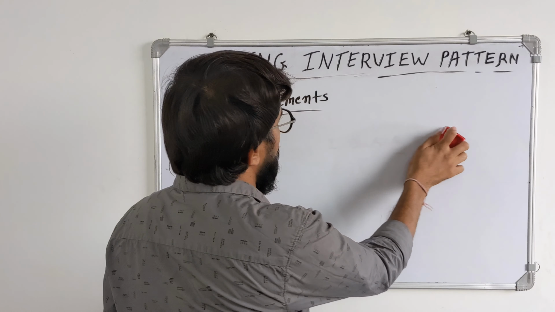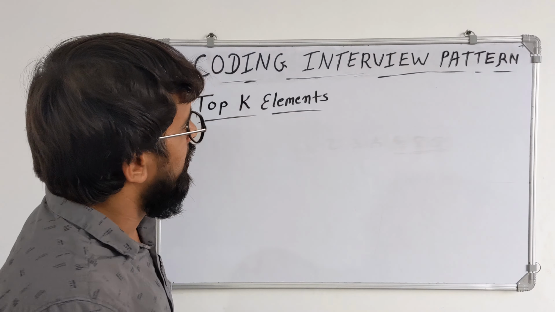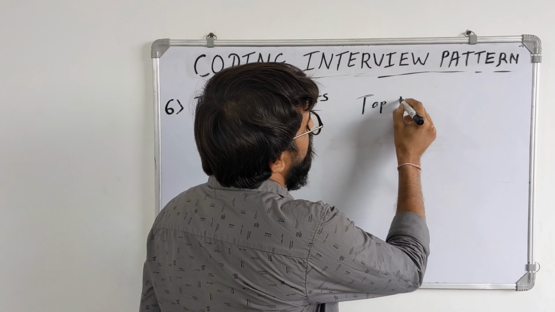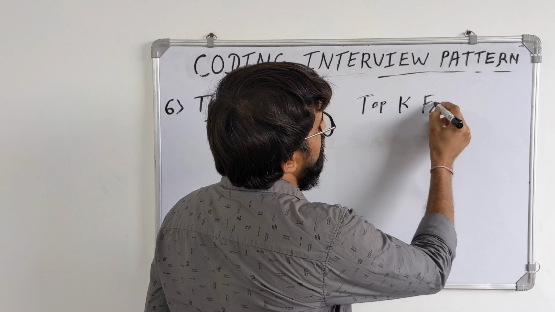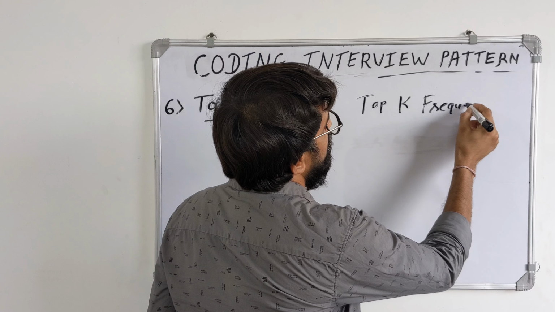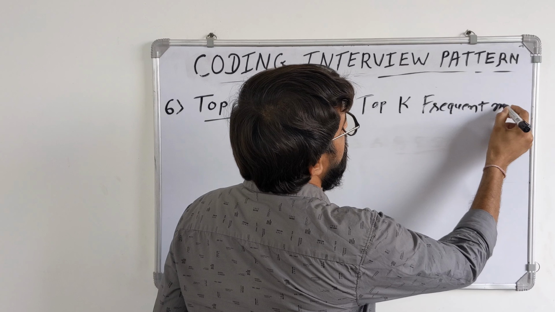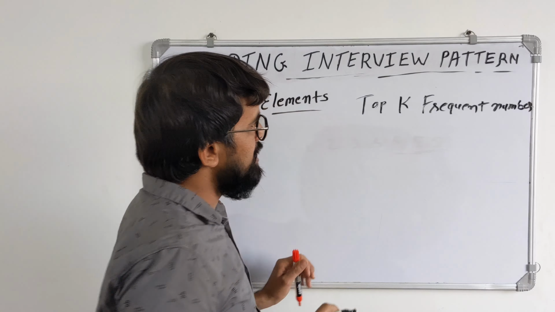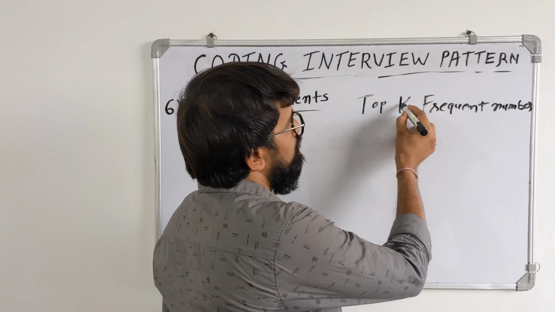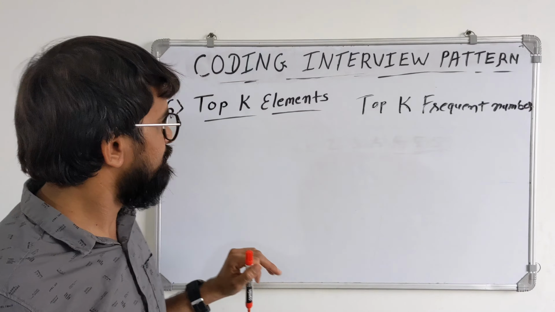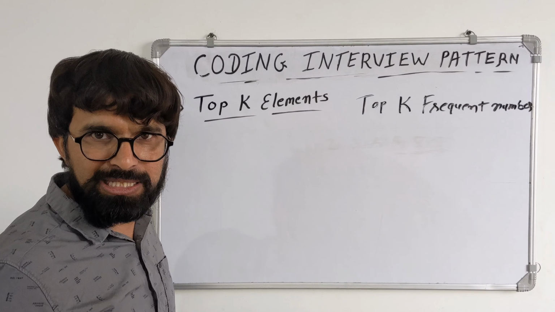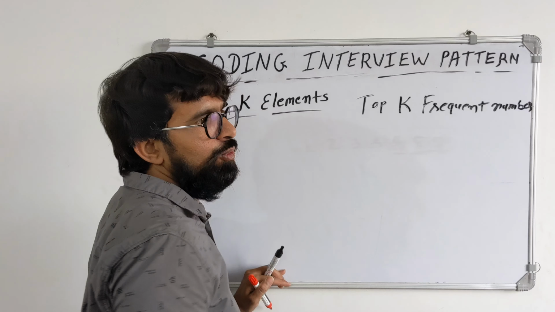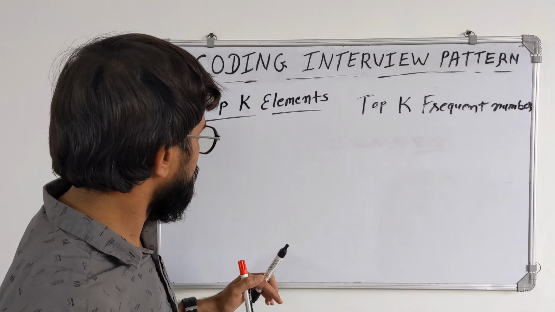Let's take one more problem. Now we need to find the top k frequent numbers. It means the top k most repeated numbers. So in the array there are some duplicate numbers, and we need to find which numbers are repeated more times, whose frequency is more.